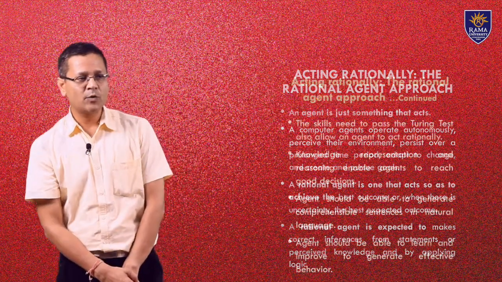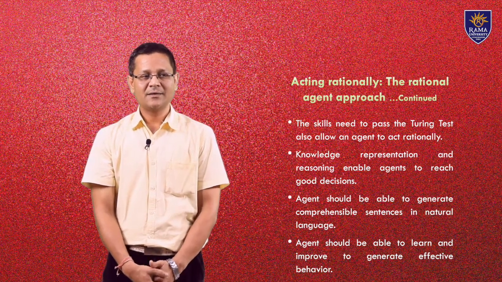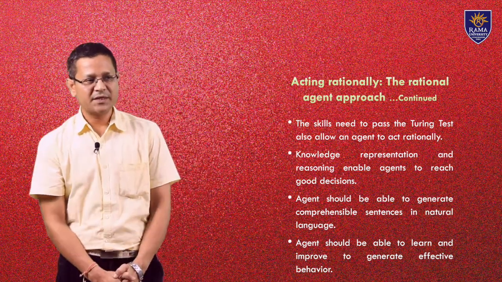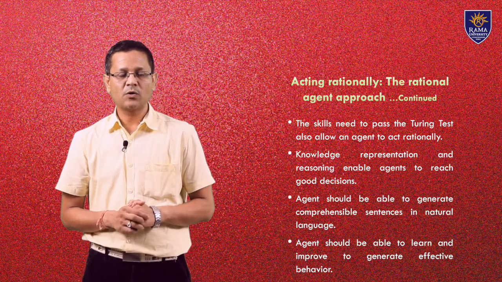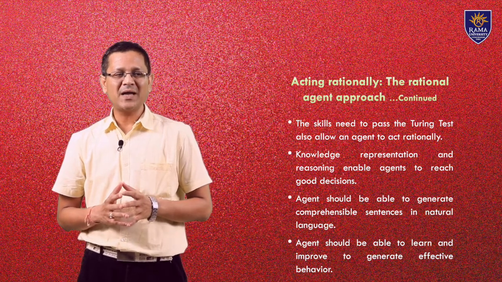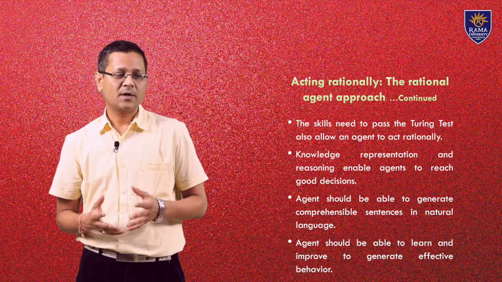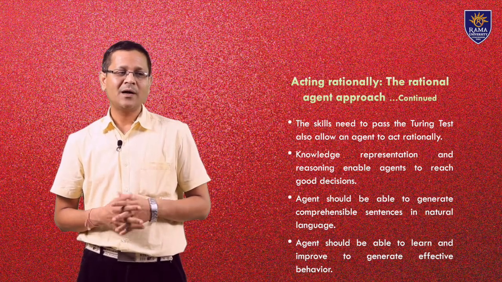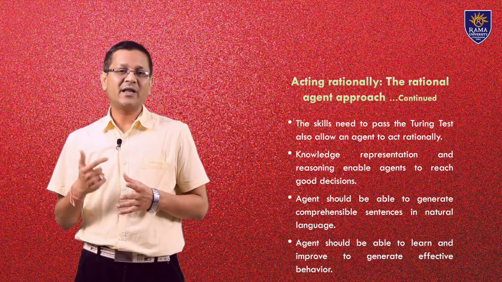The skills needed to pass the Turing test also allow an agent to act rationally. Knowledge representation and reasoning enable the agent to reach a good decision. The agent should be able to generate comprehensive statements in natural language. Then the agent should be able to learn and improve its learning to generate effective human behavior.